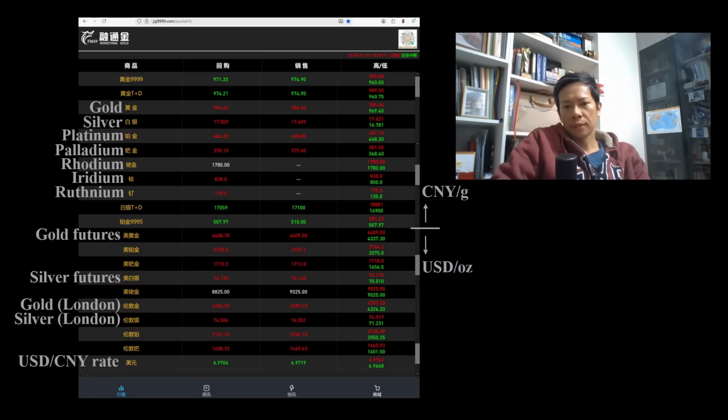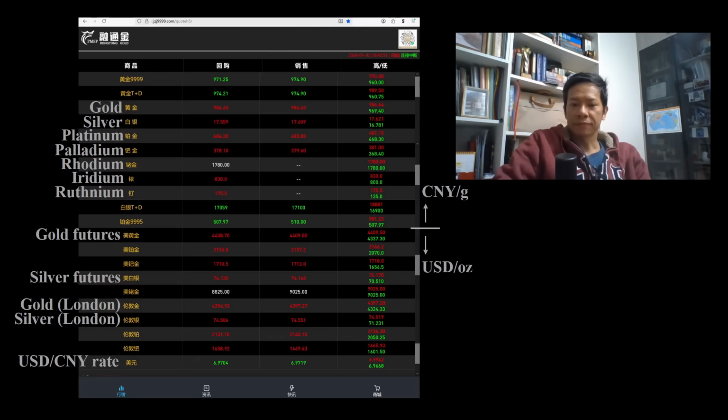So everything is in Chinese, so I've gone ahead and translated parts of it. The first column are the metals that are traded, and also the pricing or the labels for some futures. The second column are the bidding prices. The third column are the asking prices. And the last column are the daily highs and lows of the asking prices.